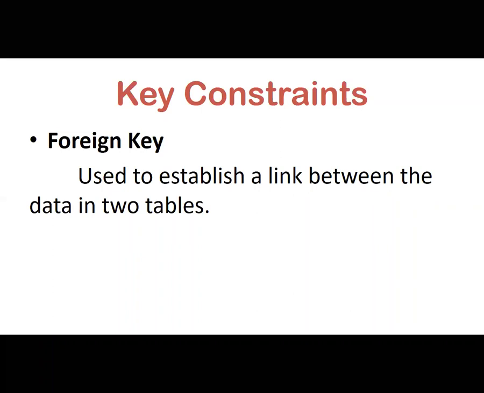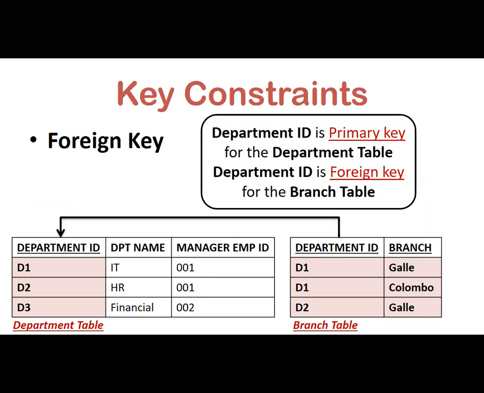Let's see this example of a foreign key. Here, what is the primary key? It is department ID in the department table: D1, D2, D3, with names IT, HR and financial. Then the manager number is 001. So you can say this is unique. Then the department table, what is this?